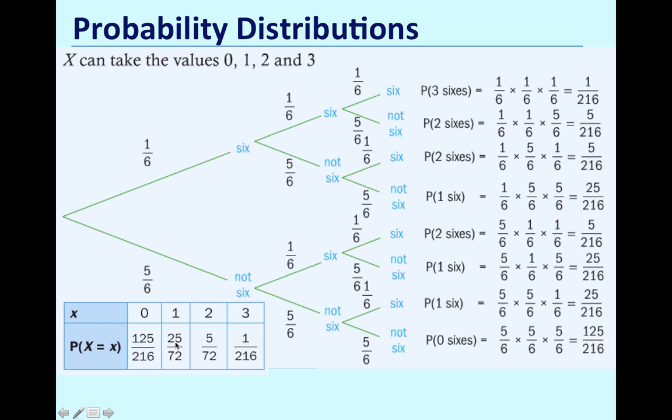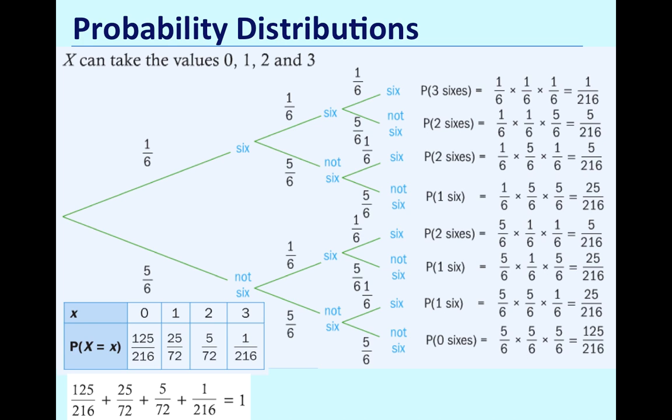If we add those together, we get 25 over 72. It's for rolling the dice 3 times and getting 2 6s. That's going to be adding together these 3 probabilities to give you 5 over 72, and again only one way we can get 3 6s, which is this one up here. And that is it. That is our probability distribution for this example.